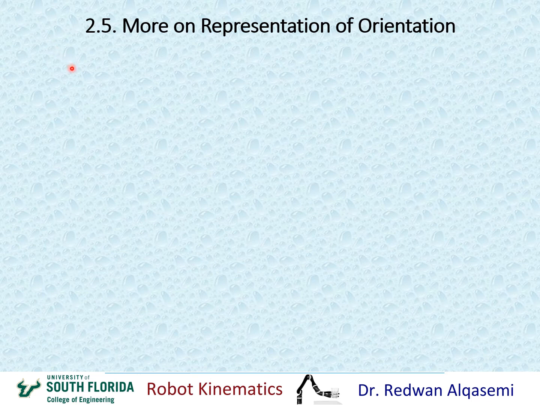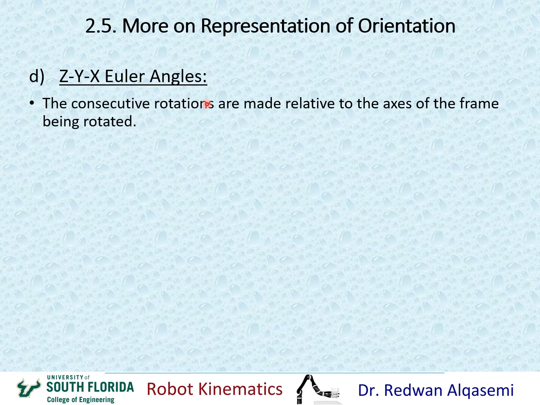Now let's talk about another convention of rotation. In this case, it's called ZYX Euler angles. What we covered earlier was XYZ fixed angles. This one here is ZYX Euler angles. What this represents is that the consecutive rotations are made relative to the axes of the frame being rotated.